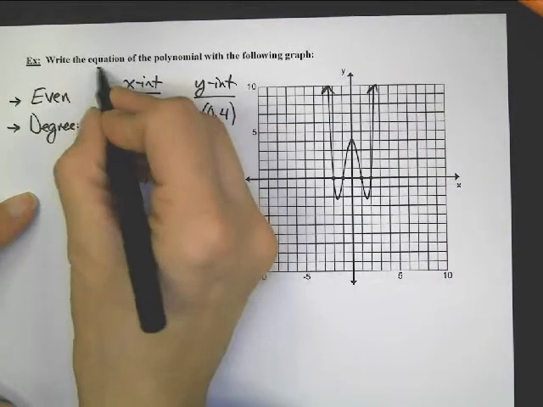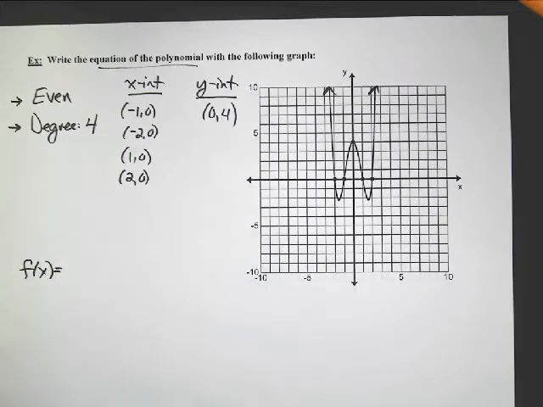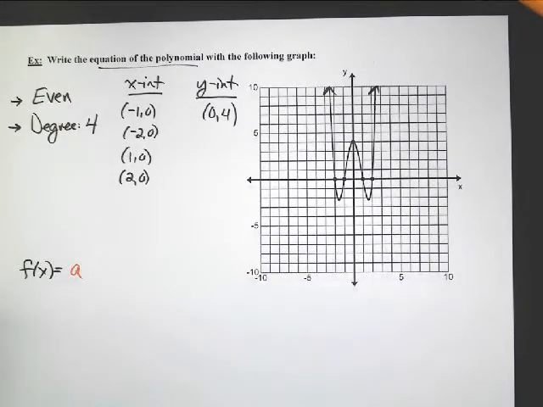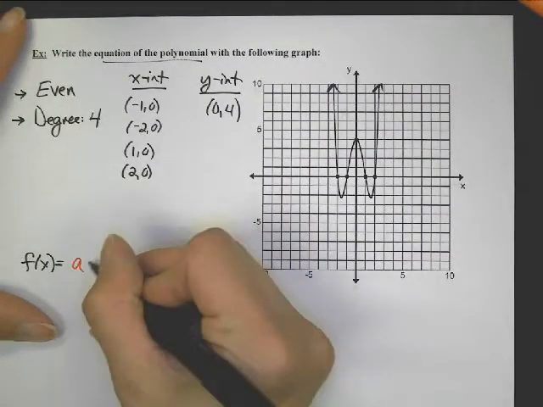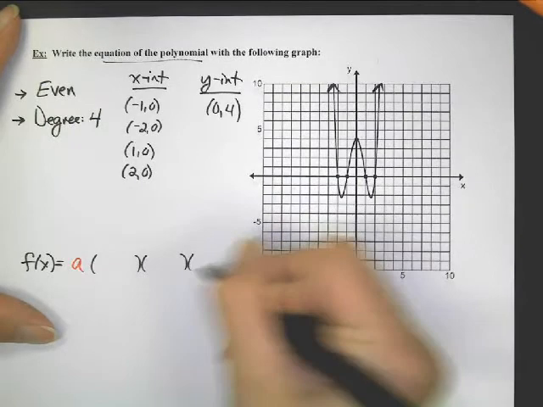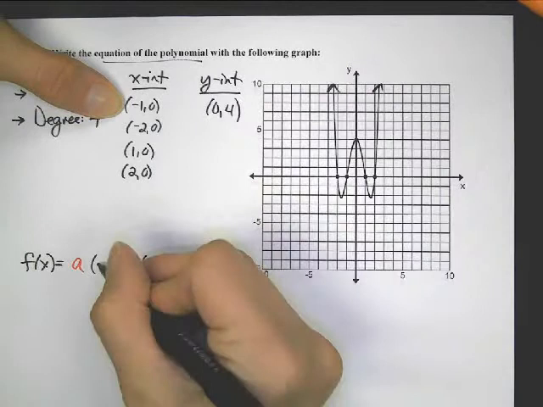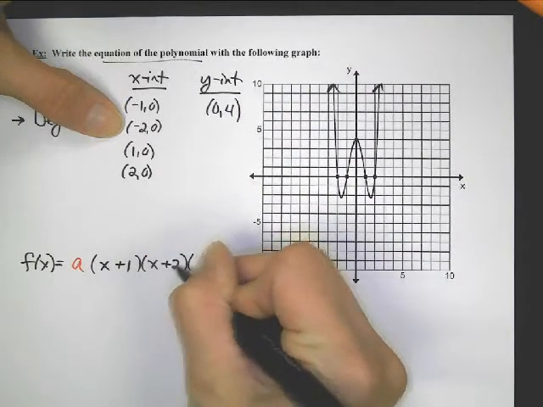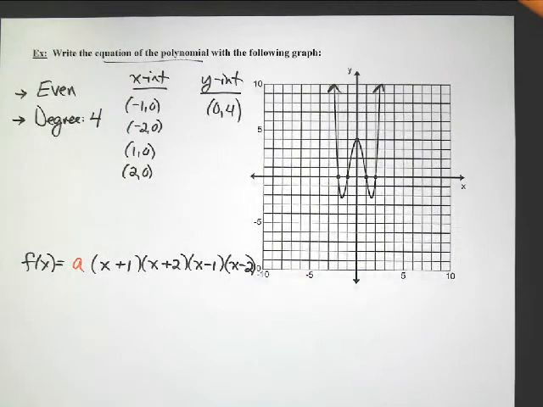All right, let's write the equation of the polynomial. So f of x equals. The first thing you need to write down is the letter a. That's very important because a lot of times people forget to find the a. If the degree is 4, we're going to write 4 sets of parentheses. And here's your x-intercepts. So we've got (x + 1), (x + 2), (x - 1), (x - 2).